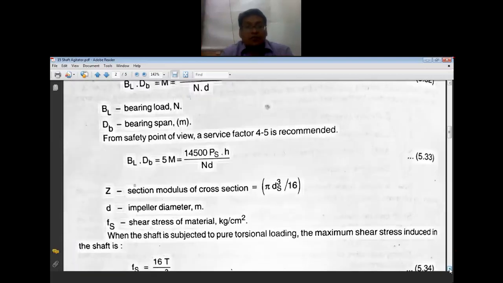But for the bending moment, whatever the value is, a service factor of 4 to 5, a factor of safety, is to be incorporated. Everywhere we are incorporating the factor of safety, lambda, and while designing the shaft, generally 4 to 6 is taken into account. So the bearing load into the bearing span will become equal to 5 times the bending moment. Fs is the shear stress of the material.